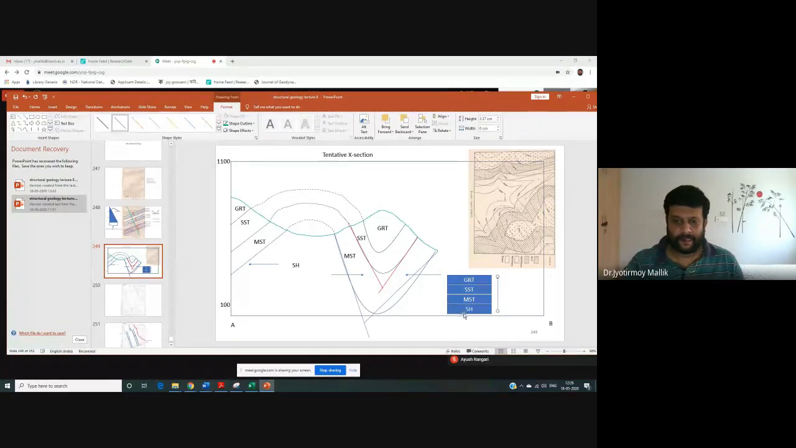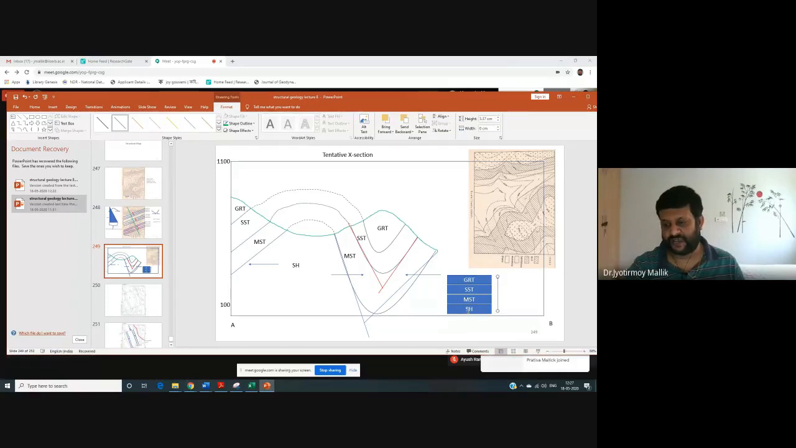Okay. So this is an antiform, but then the oldest rock is at its core. So this is also an anticline. Yeah. This is a synform, and the youngest rock is at its core. So this is also a syncline. So like Prasasti said at the first, this is antiform as well as anticline. This is synform as well as syncline.